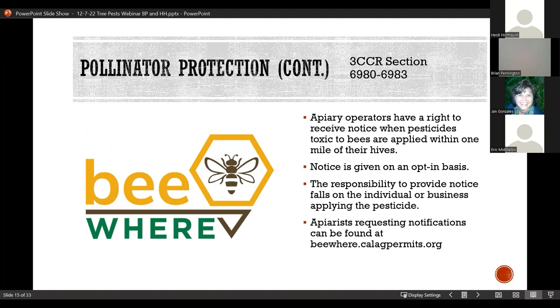And there's a website called Beware that can be used to find contact information for affected apiaries. It's beware.calagpermits.org. If you want more information, again, reach out to your ag commissioner. But this is where all the information that we get from apiaries requesting notification gets aggregated.